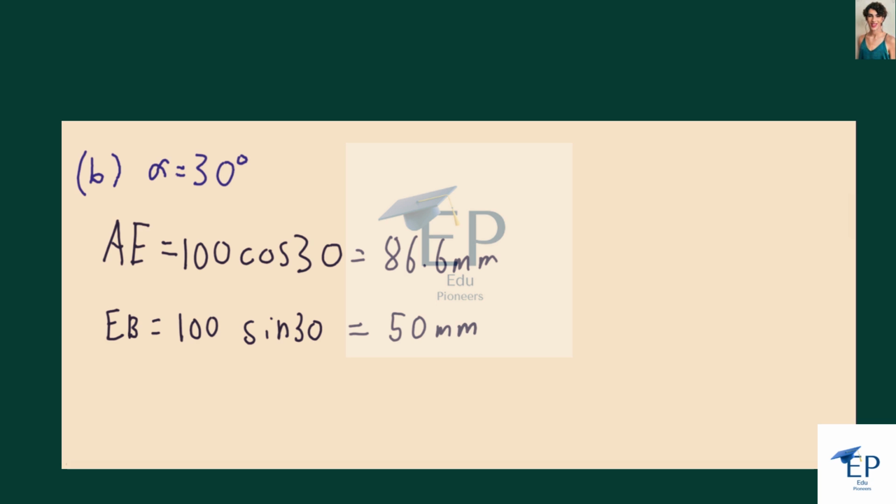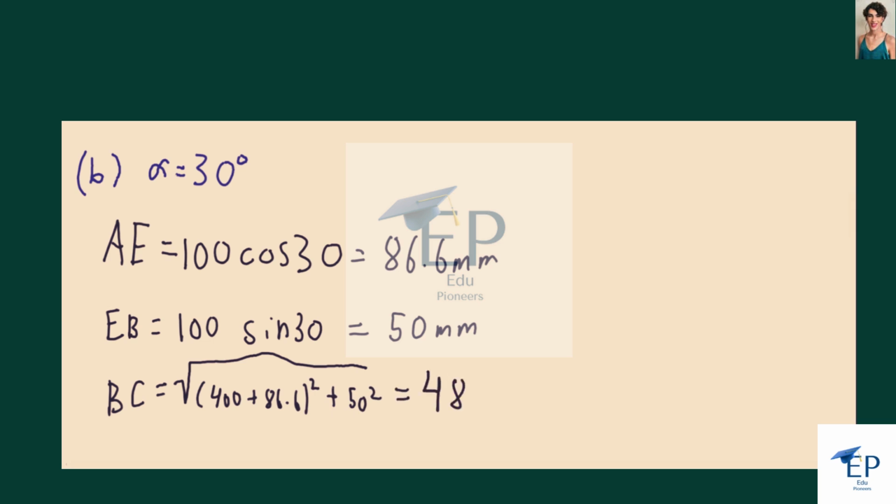And now to find a length BC, we use Pythagorean's theorem. So we take the square root of 400 plus 86.6 squared plus 50 squared, and this will give us a length of 489.16 millimeters.